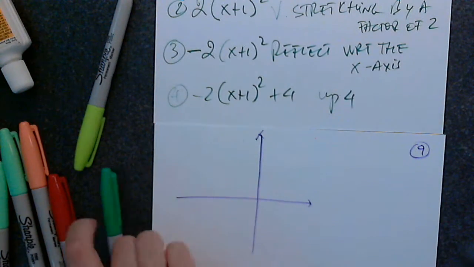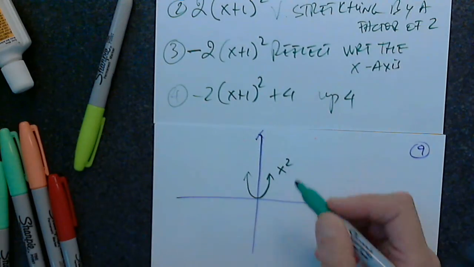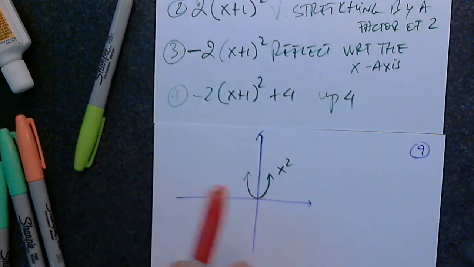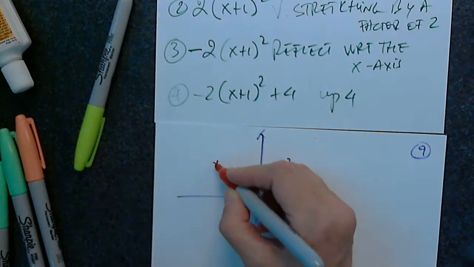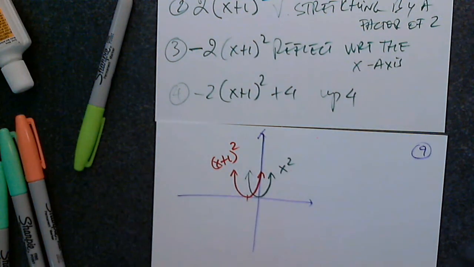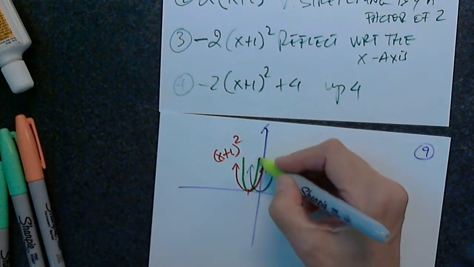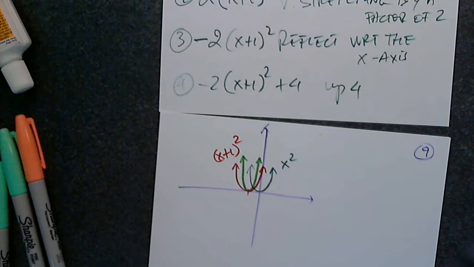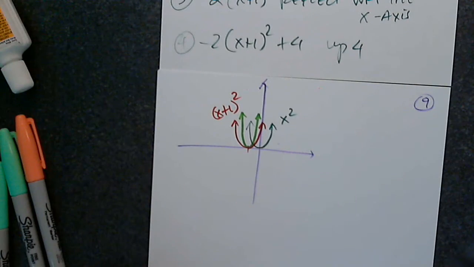So we had x squared. Then you told me to move it left 1. Here's left 1. Then you told me to stretch it vertically. You understand that these graphs are not perfect graphs. They can be perfect graphs, but we're just using transformations to see the shape quickly. We haven't plotted points here.